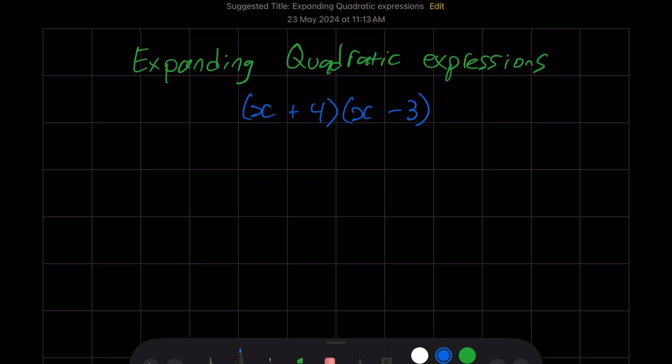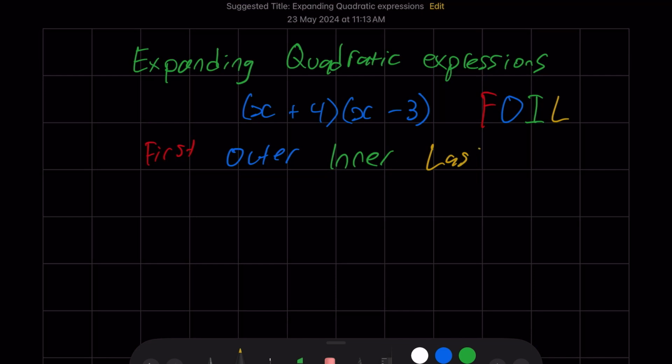Remember, we are going to use FOIL, F, O, I, and L, remembering first, outer, inner, and last. This is all just with multiplication. And let's go through the order. Our first, once again, we take our first in our first bracket, and we multiply it with our first in our second bracket. X times x is x squared.